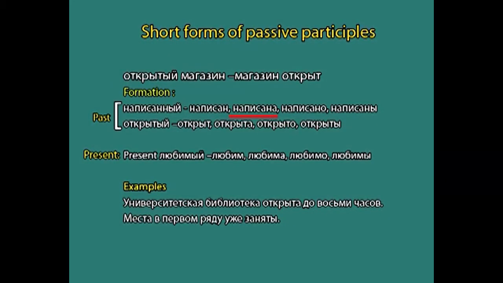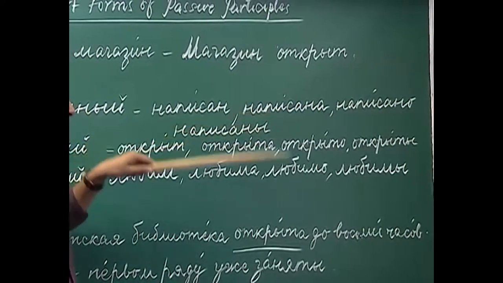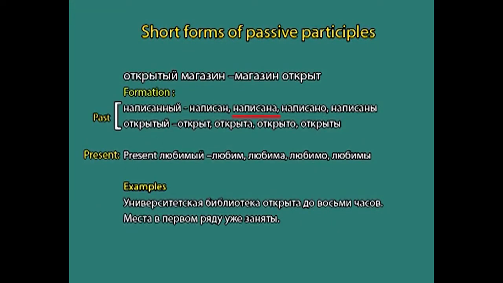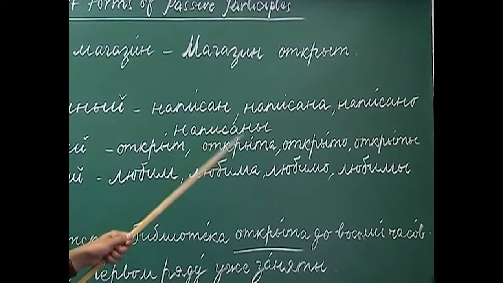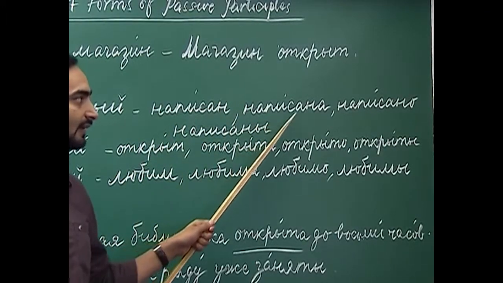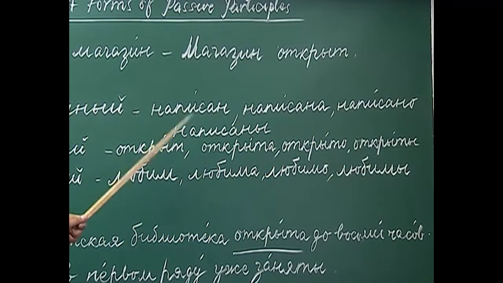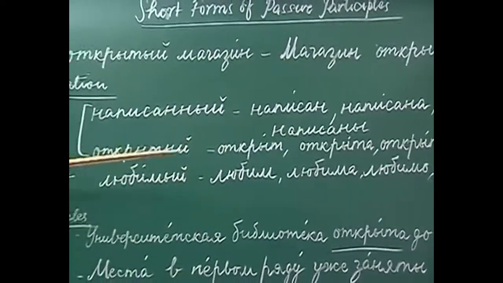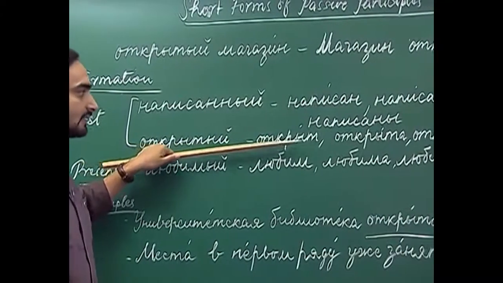So, написан is the masculine form. It has feminine, neuter and plural forms too. Написан, написана, написано and написаны. So, here as you can see there are 4 forms depending on the gender and number. For masculine we have написан, for feminine we have написана, for neuter we have написано and for plural we have написаны. Similarly, открытый, which is again a passive participle past, we have открыт.